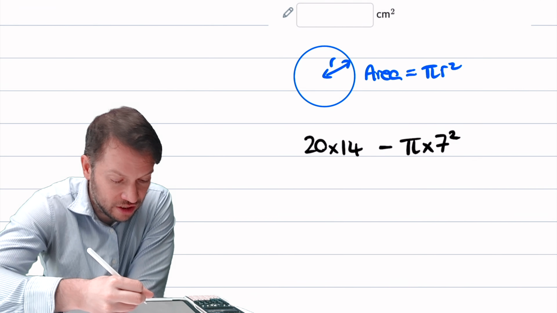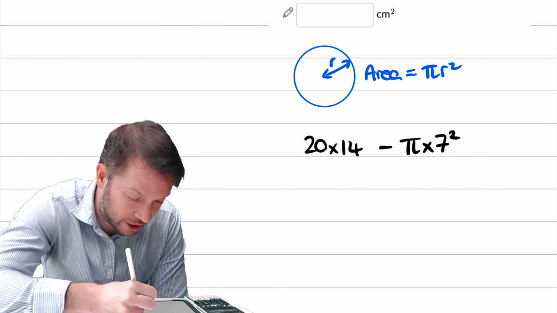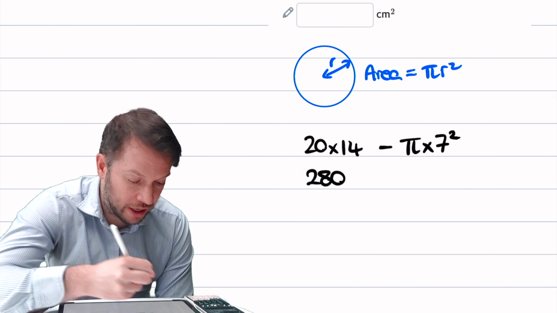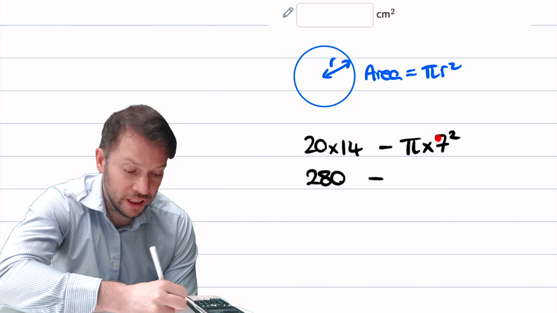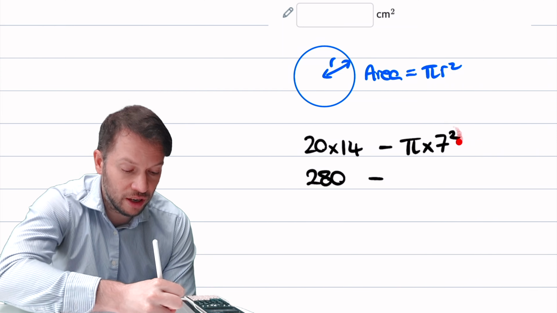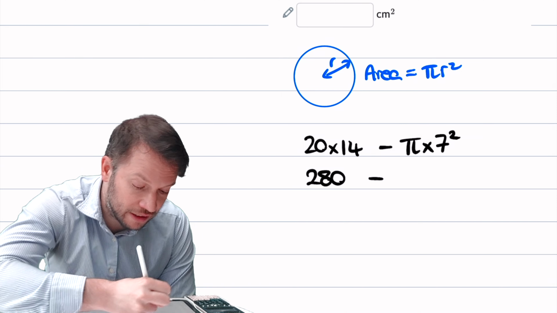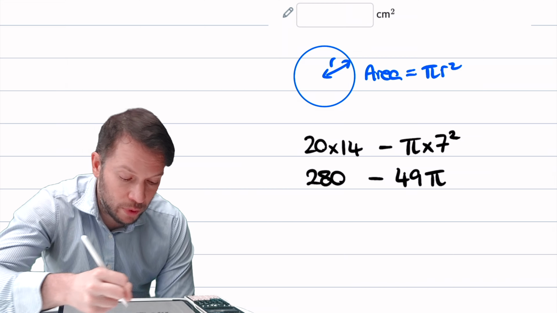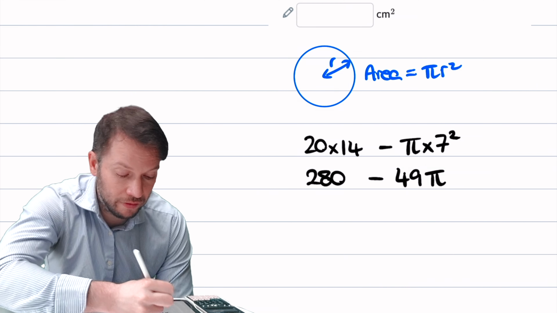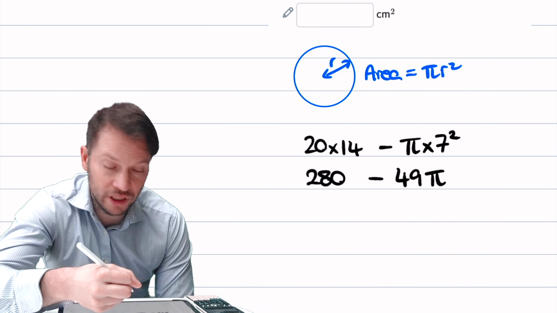Now, firstly, 20 times 14 is 280. And then let's just simplify this pi times 7 squared. Well, 7 squared is 49, and 49 times pi we write as 49 pi, meaning 49 lots of pi. Remember that we always put the number before the pi. So we'd say 49 pi, not pi 49.